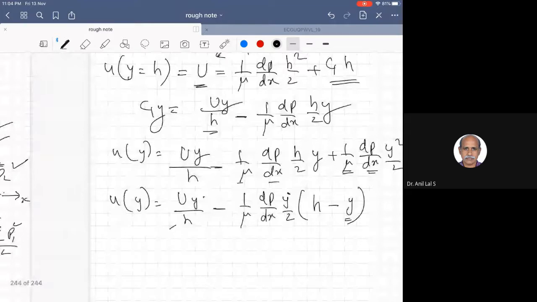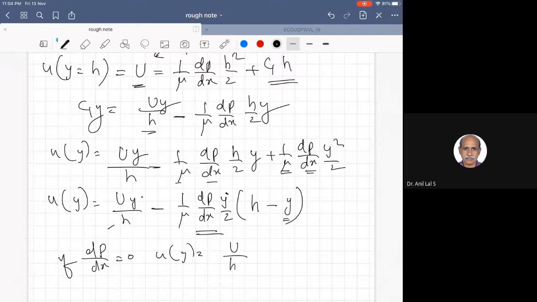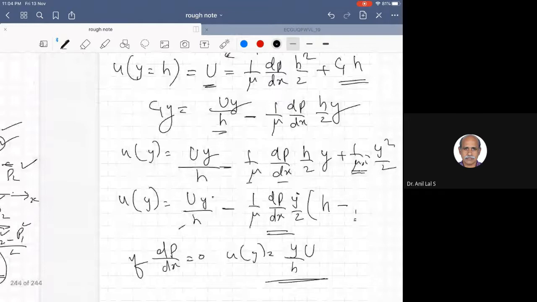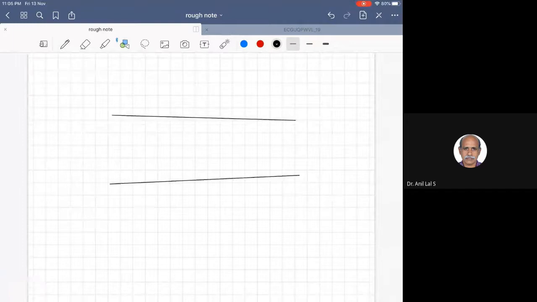In that case, if dp by dx is equal to 0, u of y is equal to U into y by h, and I can write it as y by h into capital U. So this is a linear variation. Zero pressure gradient for the flow gives rise to a velocity profile like this.